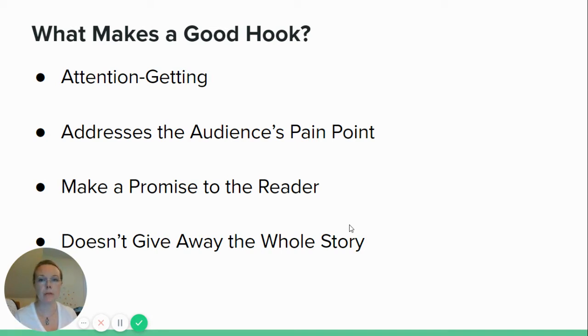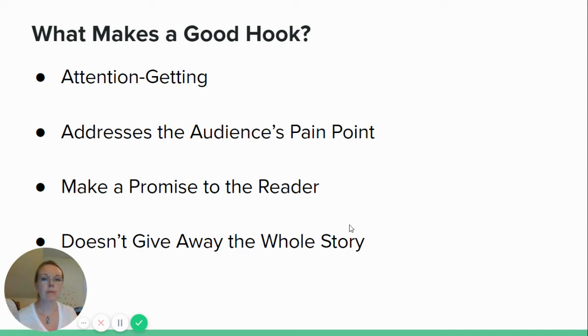It makes a promise to the reader. It leads them into that lead paragraph that is making a promise to the reader, saying, this is what we're going to talk about in this article that is going to address your problem. But it doesn't give the whole story away.